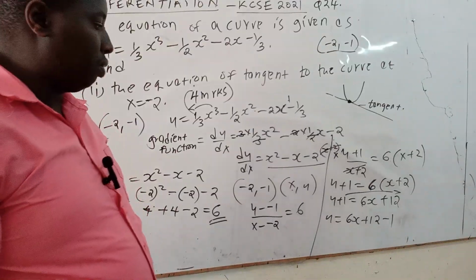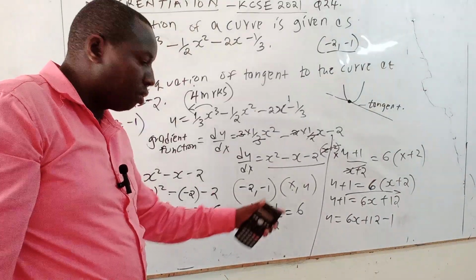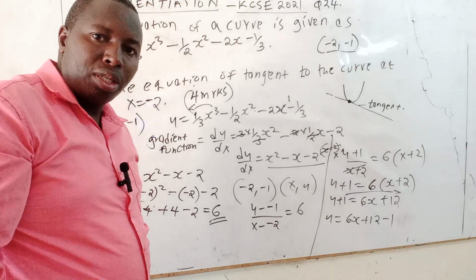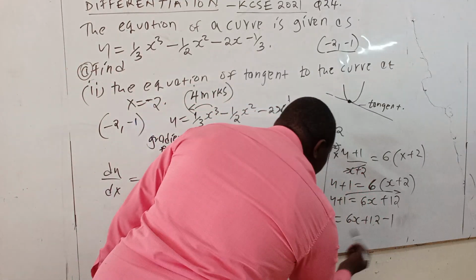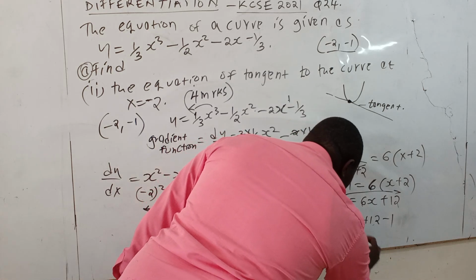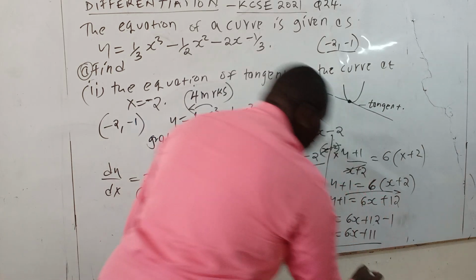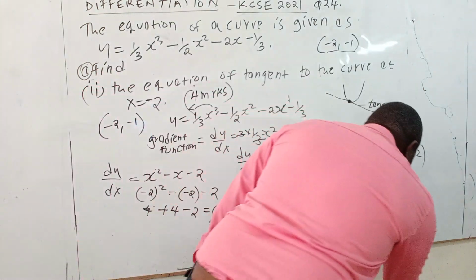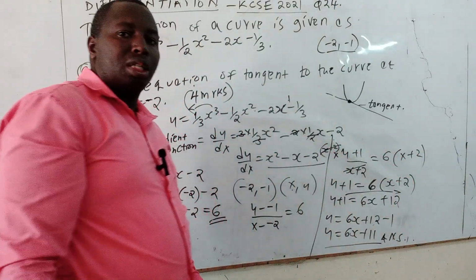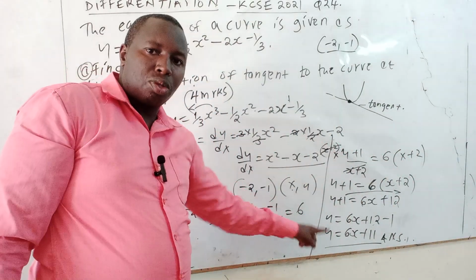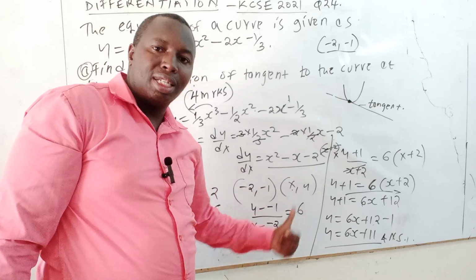We are looking for the equation of this tangent. So 12 minus 1 is 11. So y is equal to 6x plus 11, and this is the required answer. That's the equation of the tangent at this point. So that is the required equation of the tangent.